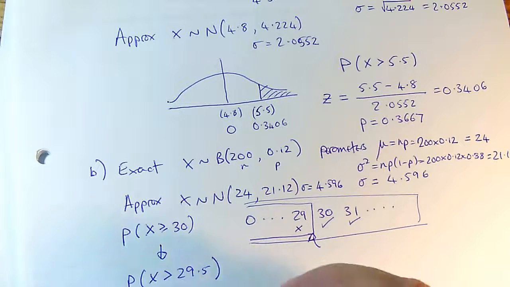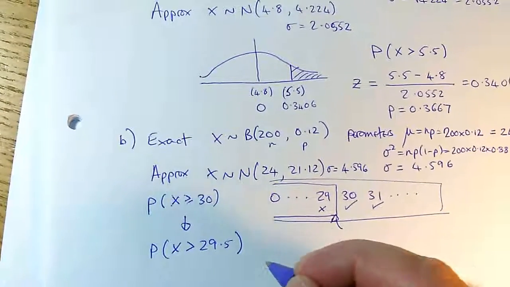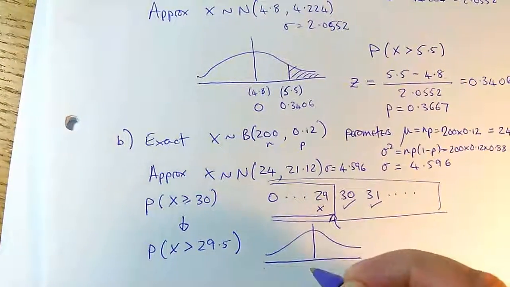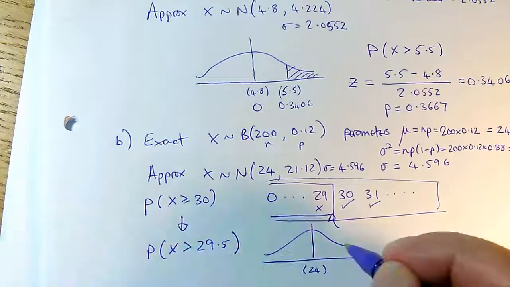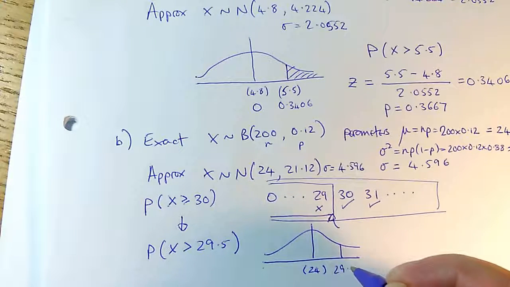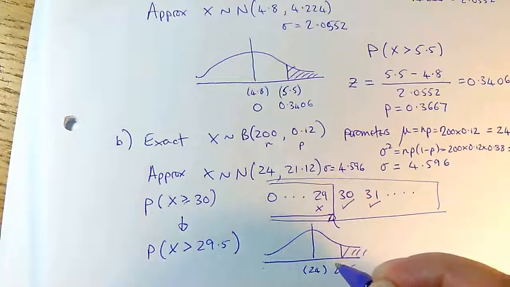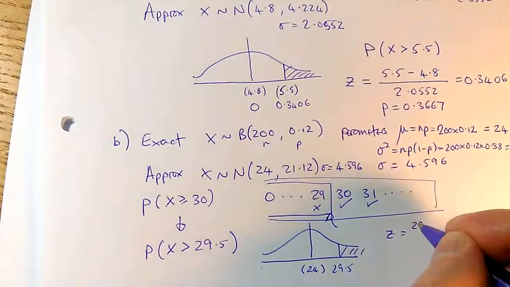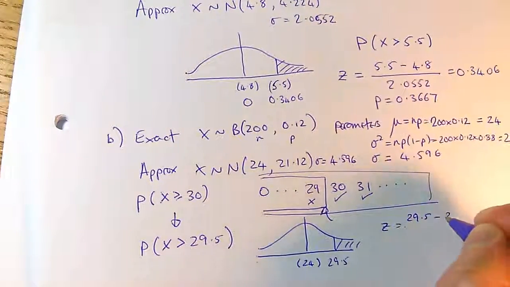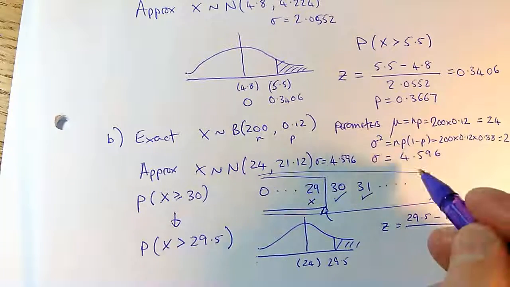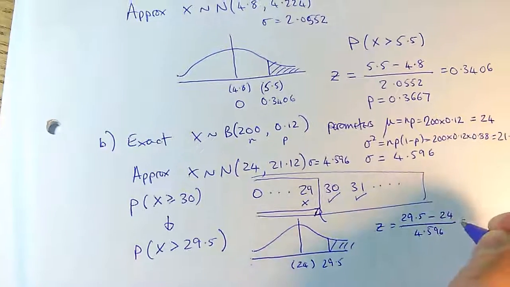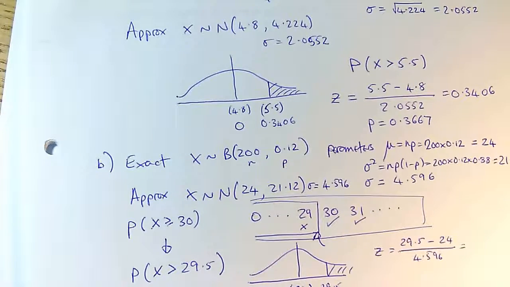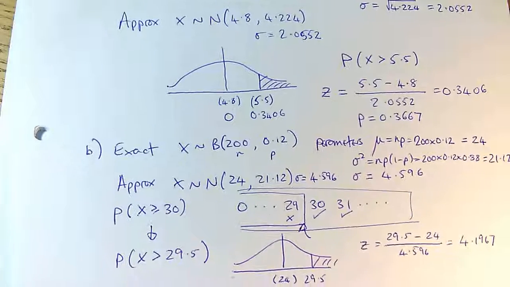So now I can do my normal diagram. Okay, so middle of the distribution, the mean, is for this one 24. My value here is 29.5. I need to get the z for this, so my z is 29.5 minus 24 over the sigma, not the sigma squared, the sigma, which is 4.596, which equals, my calculator tells me, 4.1967. Excuse me. So I've got a z value.